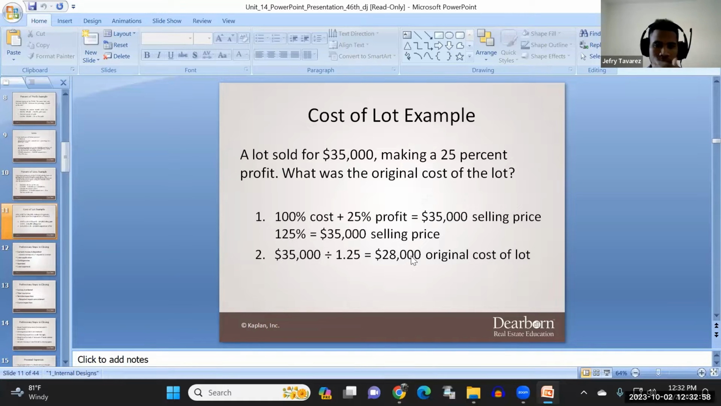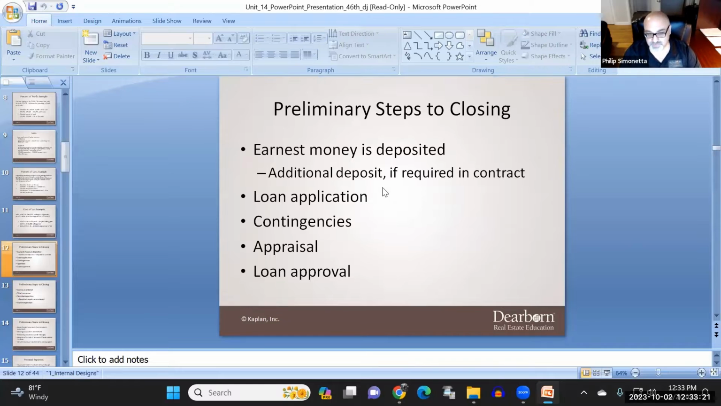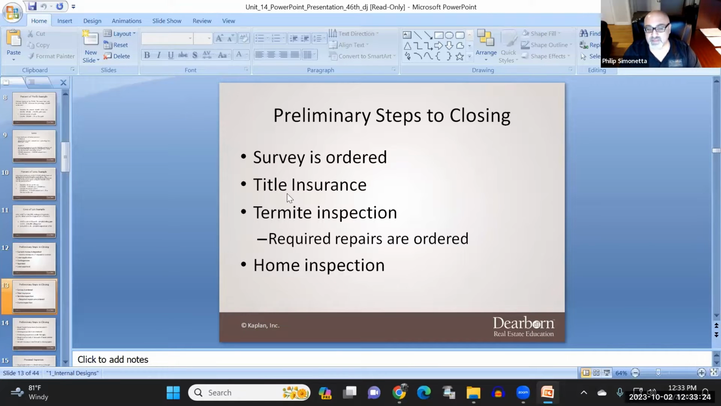Okay. So let's look at the preliminary steps to closing a deal. The first thing that happens when you have a contract, there's earnest money deposited. There's an additional deposit if required in contract. There's a loan application. There's contingencies, inspections, all that stuff, appraisals, loan approval, survey, title insurance, termite inspections, and any other inspections, any repairs that need to be done.